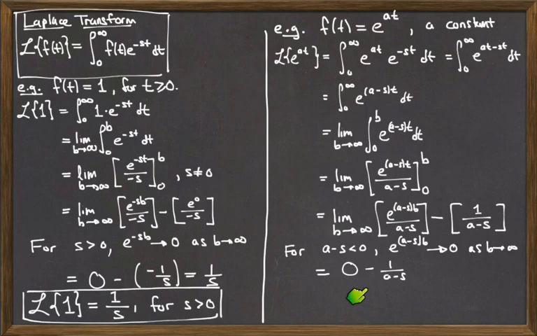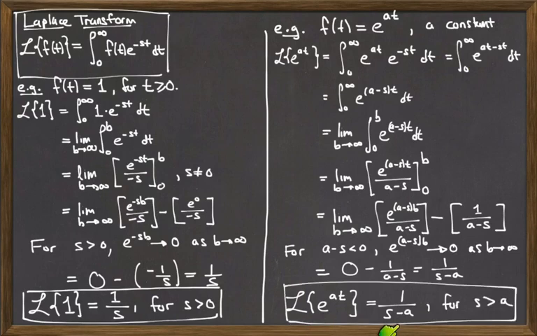Distributing that minus sign through to the denominator, I'm just going to swap the order. That's the same thing as positive 1 over s minus a. So our conclusion is the Laplace transform of e to the at is 1 over s minus a. I needed this condition to be true: a minus s should be less than 0. That's the same thing as saying that s is bigger than a.